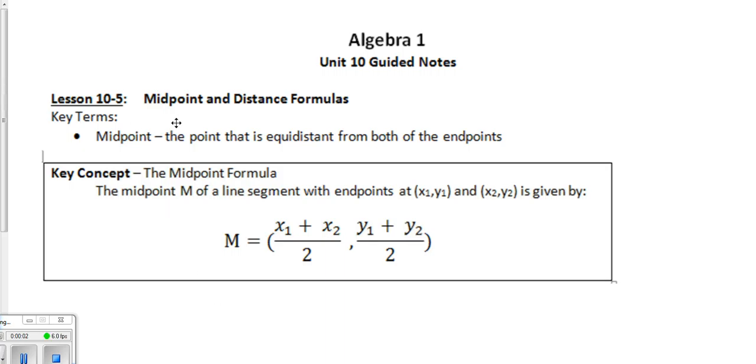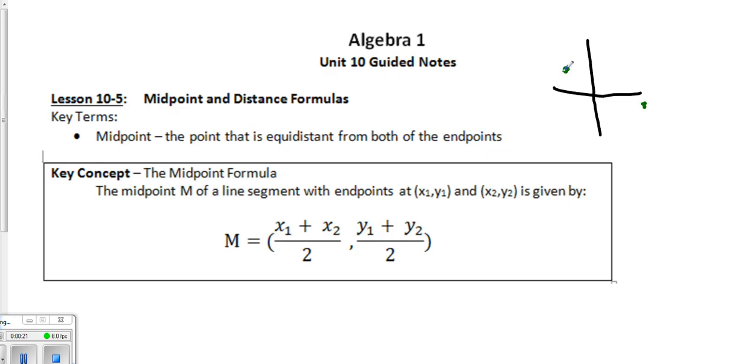All right, lesson 10.5 is about the midpoint and distance formulas. Both are going to use points that we have from a coordinate grid. So if we have a coordinate grid right here with our x line going this way, y line going vertically, let's say we had 2 points, one here and one over here.